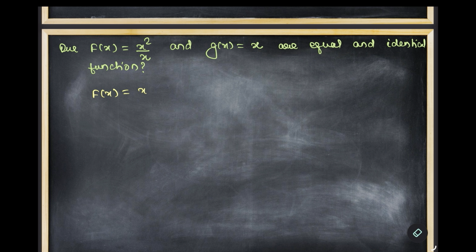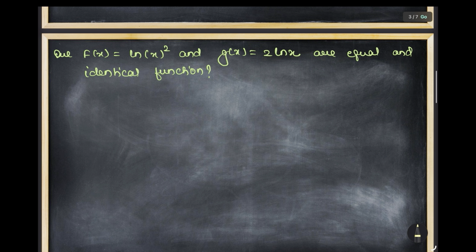So if you observe there, you cannot put x equals to 0. But here x equals to 0 is a valid thing. The graph will look alike, but at x equals to 0, this will be missing. It is not defined. So the given two functions are not equal and identical functions. I hope this question is clear. Now look at this one.